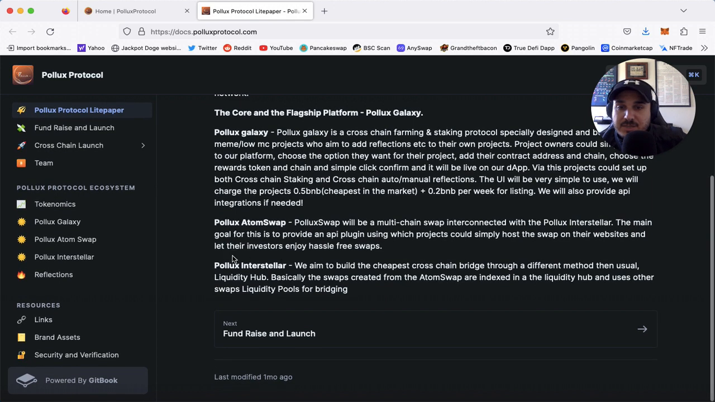So let's hop on down to the Pollux Interstellar. We aim to build the cheapest cross-chain bridge through a different method than usual, Liquidity Hub. Basically, the swaps created from the Atom Swap are indexed in the Liquidity Hub and uses other swaps liquidity pools for bridging. So that's a really cool idea.